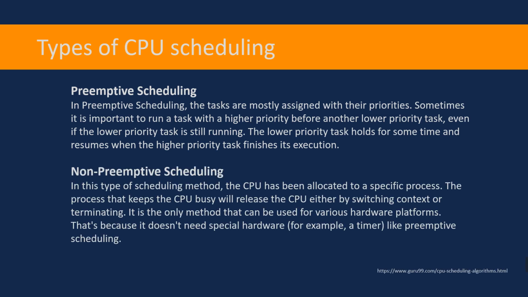Second one is non-preemptive scheduling. In this type of scheduling method, the CPU has been allocated to a specific process. The process that keeps the CPU busy will release the CPU either by switching context or terminating. It is the only method that can be used for various hardware platforms. That's because it doesn't need special hardware, for example, a timer, like preemptive scheduling.